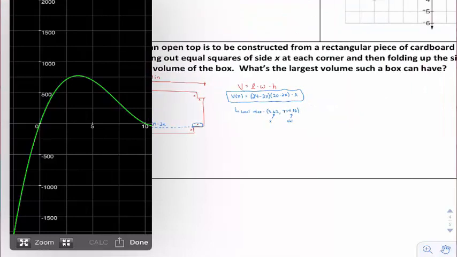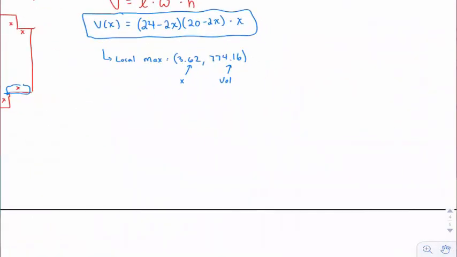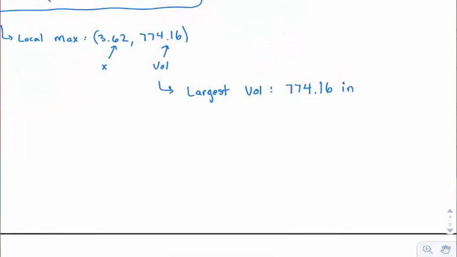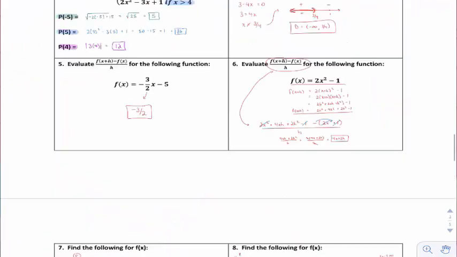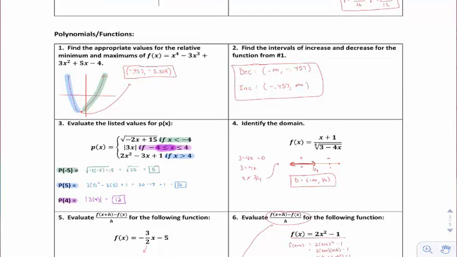If you look at the question, it just says what's the largest volume that such a box can have. So the largest volume is going to be about 774.16, and this was in terms of inches, so cubic inches. It's about as big as you can make that box. You have to have a height of 3.62 to make that happen. So that is your polynomials and functions, and hopefully you're all set.